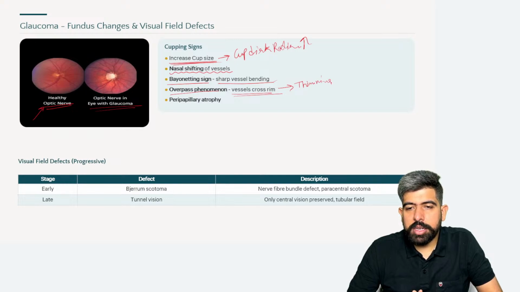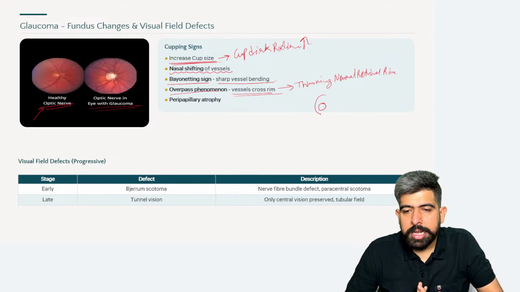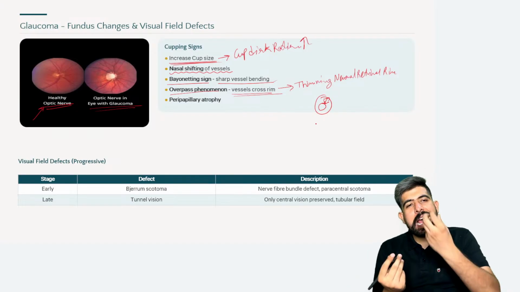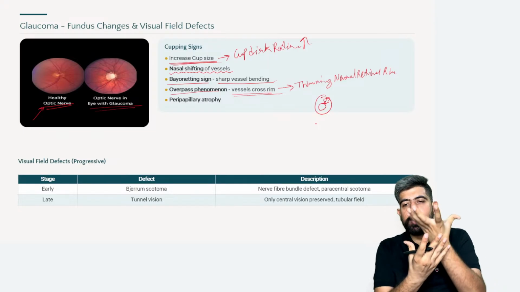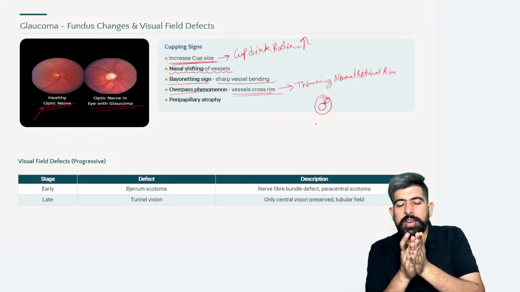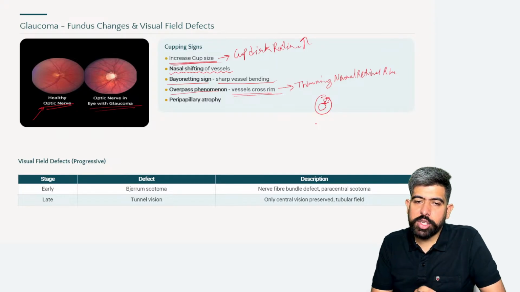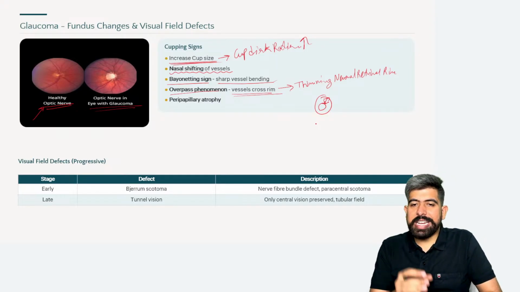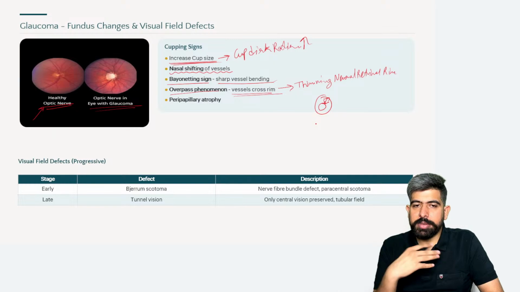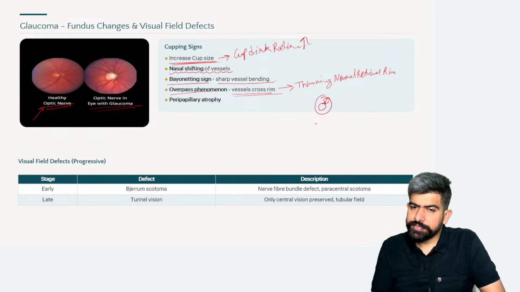Thinning of the neuroretinal rim. What is the meaning of neuroretinal rim? Just remember, this is the cup and this is the disc. The gap between the cup and disc is known as the neuroretinal rim. As the cup size increases, this neuroretinal rim will get thinner, and this is known as the overpass phenomenon. So the vessels will be crossing the rim.